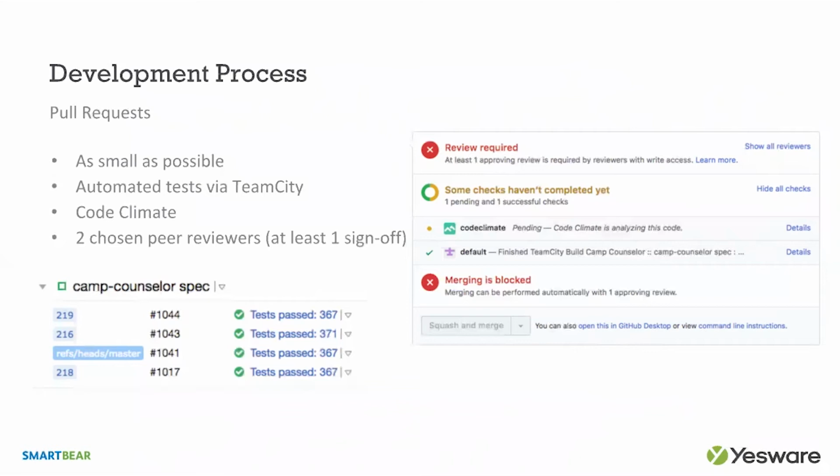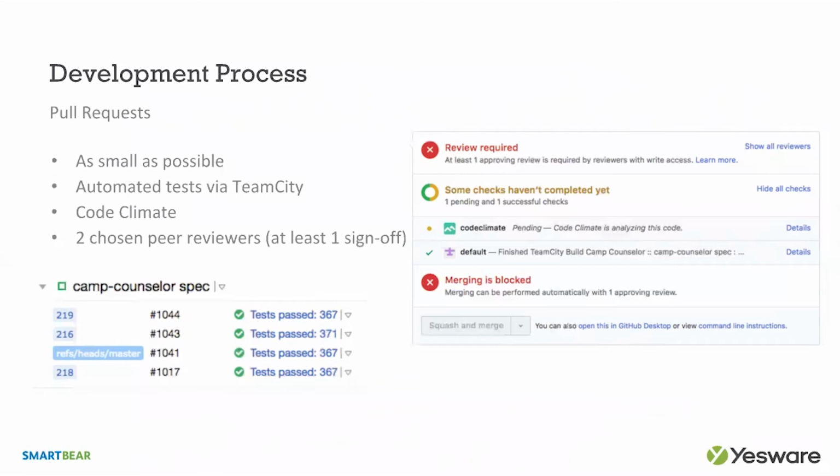Once everything has passed tests and Code Climate coverage, we choose two reviewers as a peer review of the pull request. We must require at least one sign-off from a peer reviewer. We choose these reviewers to minimize flyby reviewers and added confusion.